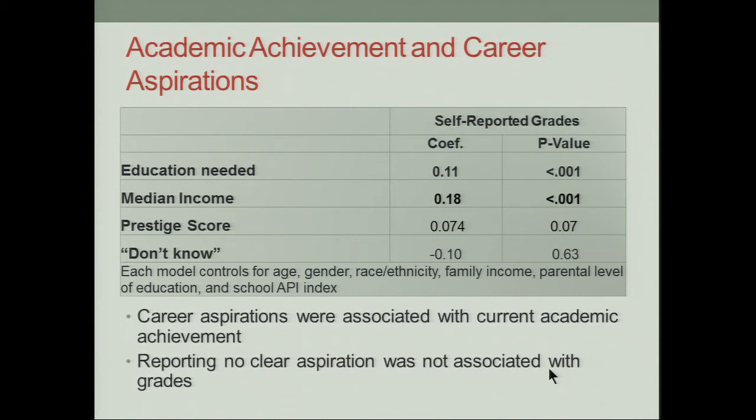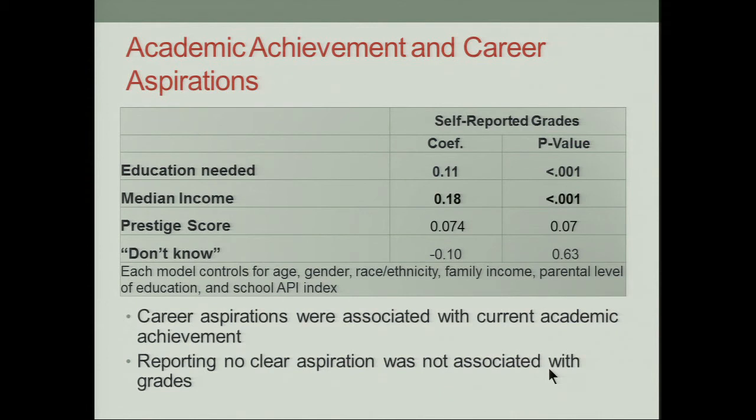And then we also looked at what their median income would be if they had that career. Finally, we looked at the prestige score associated with that career, and prestige scores have been developed by social scientists to account for the fact that some careers have low levels of education and low incomes, but are relatively highly valued in society. So this is something like a firefighter who maybe doesn't need much education, doesn't earn a lot, but is well respected. And then separately, we looked at those kids who didn't have an answer when we asked them and said, don't know.